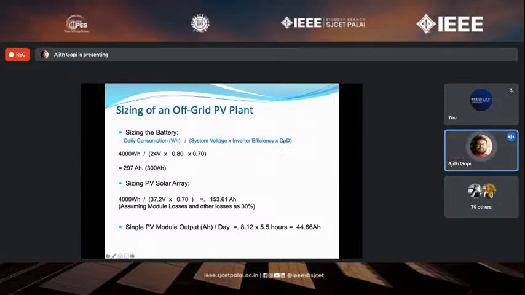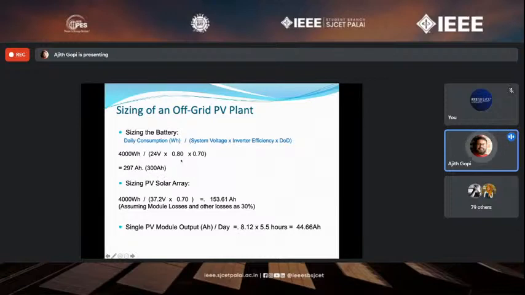Then DOD, depth of discharge. What exactly you are taking up from the battery? Your depth of discharge, I assumed at 0.7. I'm just dividing it for your convenience, for quickly giving you the results. Based on my consumption, I got a value of 297 ampere hours. I assumed it at 300 ampere hours.